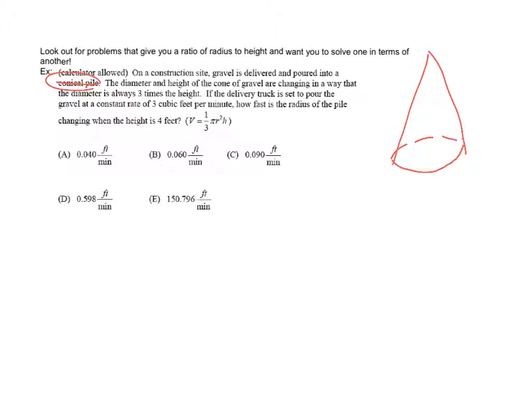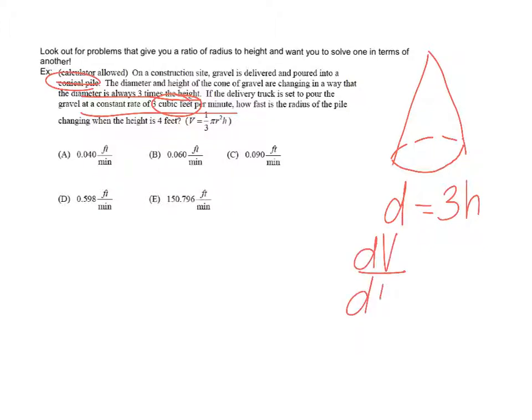The diameter and the height of the cone of gravel are changing in a way that the diameter is always 3 times the height. So I'm going to write that down as diameter equals 3h. Now, we're going to talk about that in a minute. If the delivery truck is set to pour the gravel at a constant rate of 3 cubic feet per minute. So a couple of things give me the hint that that's volume there. First of all, I'm pouring into the pile, so I'm measuring the volume of the pile. Second of all, it says cubic feet. Feet cubed is your hint for volume. So cubic feet per minute is going to be my rate that the volume is changing. So my dV dt is equal to 3 feet cubed per minute.